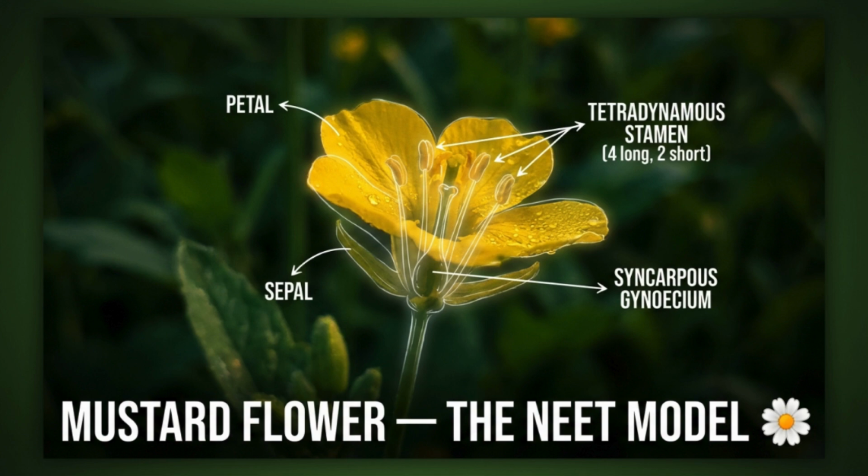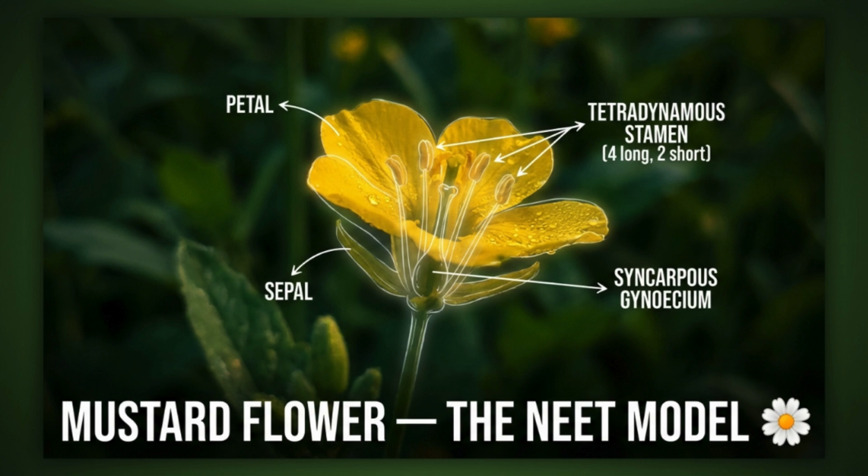The flower, NEET's most beloved structure. Let's build up our knowledge of flowers systematically. A typical flower has 4 whorls, from outside to inside: calyx, the sepals; corolla, the petals; androecium, the stamens, the male reproductive organs; and gynoecium, the carpels, the female reproductive organs. Let's use mustard as our model and go through every feature.